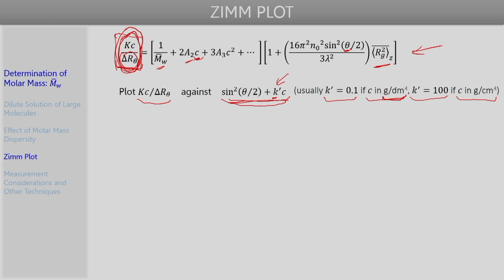Now if we again take a look at the equation at the top, and consider the limit when the concentration as well as theta both tend to 0, that is, scattering angles very small, close to 0, and concentration very small, an infinite dilution limit. When both these conditions are applied simultaneously, Kc over delta R theta in the limit of theta tending to 0 and c tending to 0 just becomes equal to the reciprocal of MW bar. We can see that just by substituting theta equal to 0 and c equal to 0 in this equation.